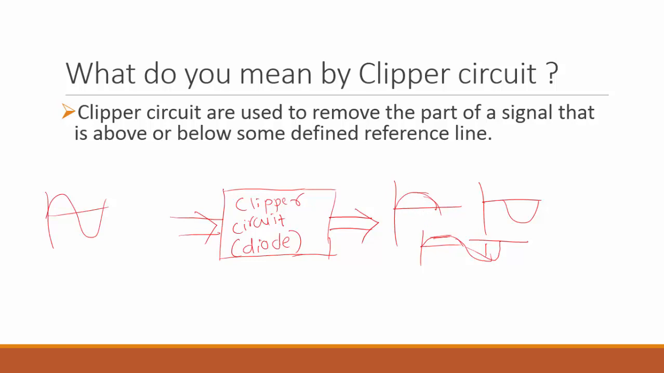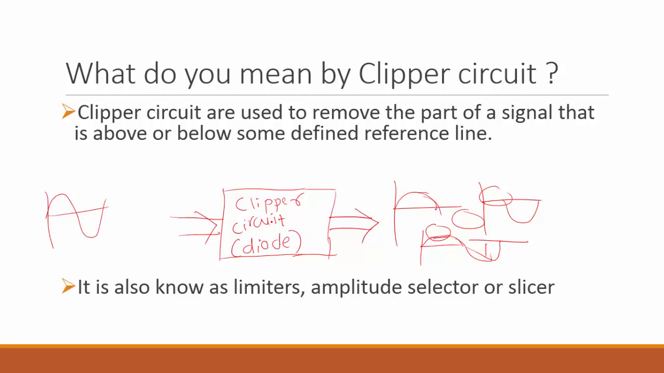What happens here? After passing the AC signal through the Clipper circuit, the negative part has been clipped, and here the positive part has been clipped. In this example, some of the positive cycle has been clipped and the rest of the signal is as it is. So the Clipper circuit is a circuit where the unwanted parts of your AC signals can be removed. It is also called a limiter, an amplitude selector or a slicer.